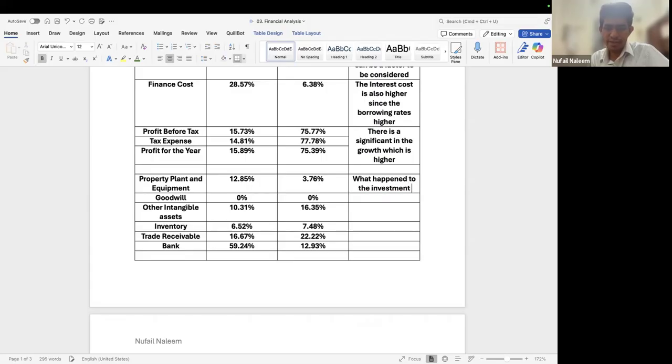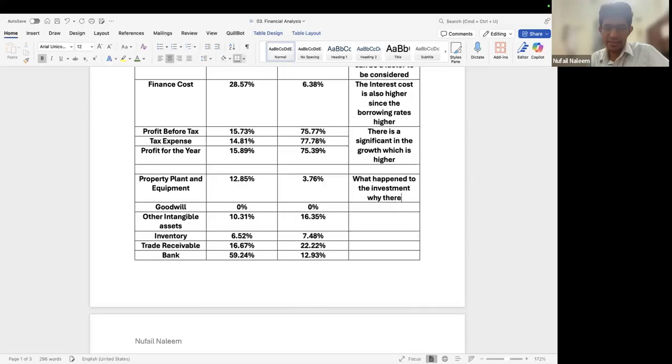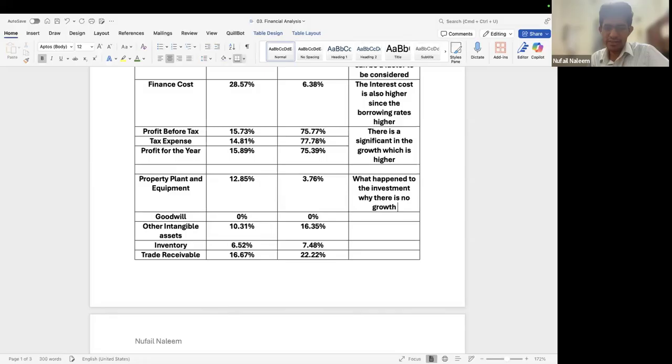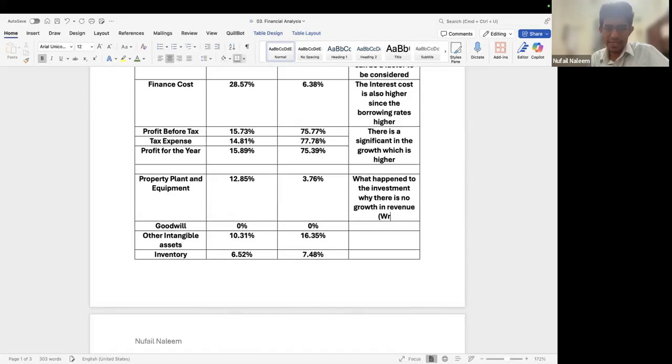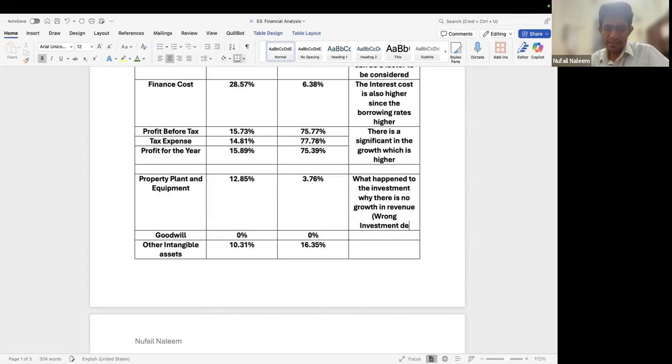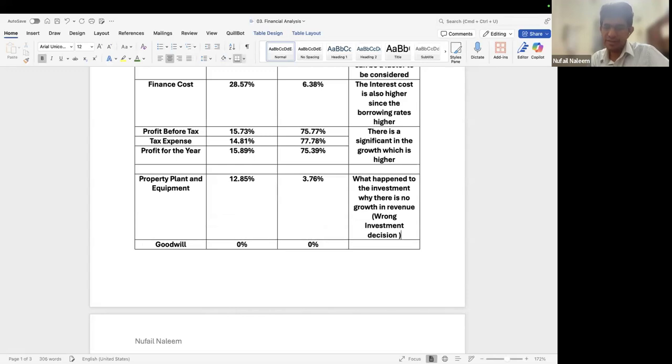No idea given. Why is there no growth in revenue? Can there be wrong investment, students? Growth in revenue. Students, I'll just write down here, within brackets, wrong investment decisions. That can happen, students, sometimes. Sometimes you would have made a decision to introduce a new service range, but it would not have gone well.